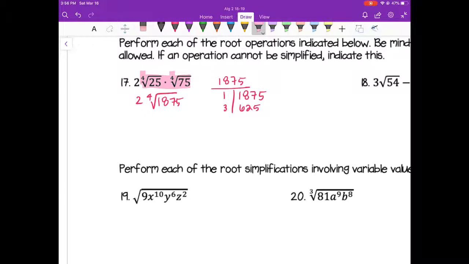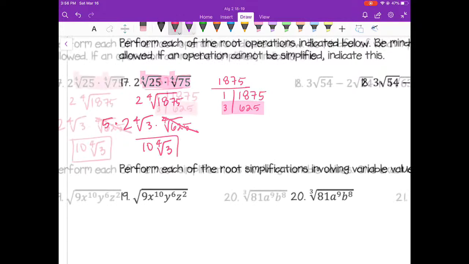So that's good news for me, since 625 is 5 to the 4th power. Remember, we're taking the 4th root, so we're looking for perfect quartic values. So then I call this 2 times the 4th root of 3 times the 4th root of 625. The 4th root of 625 we just said was 5, so we bring it out front, and it's going to be attached to that 2 by multiplication. 5 times 2 times the 4th root of 3, 10 times the 4th root of 3.